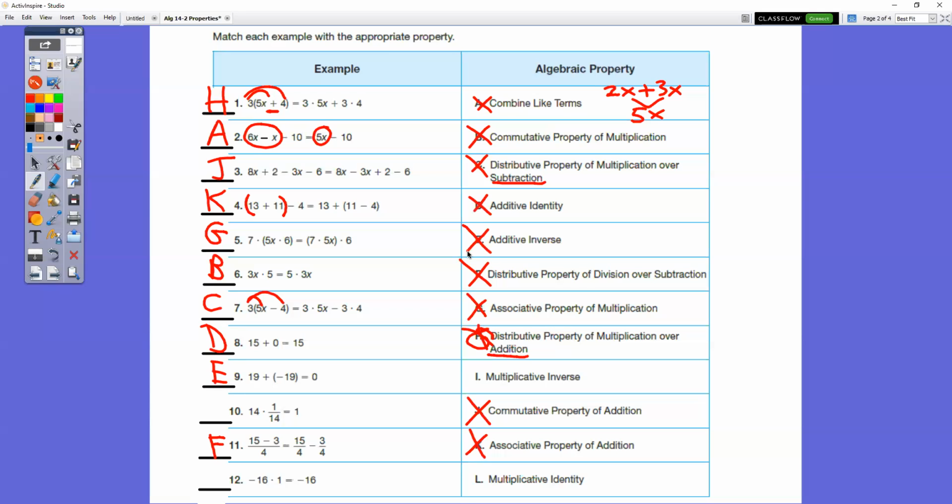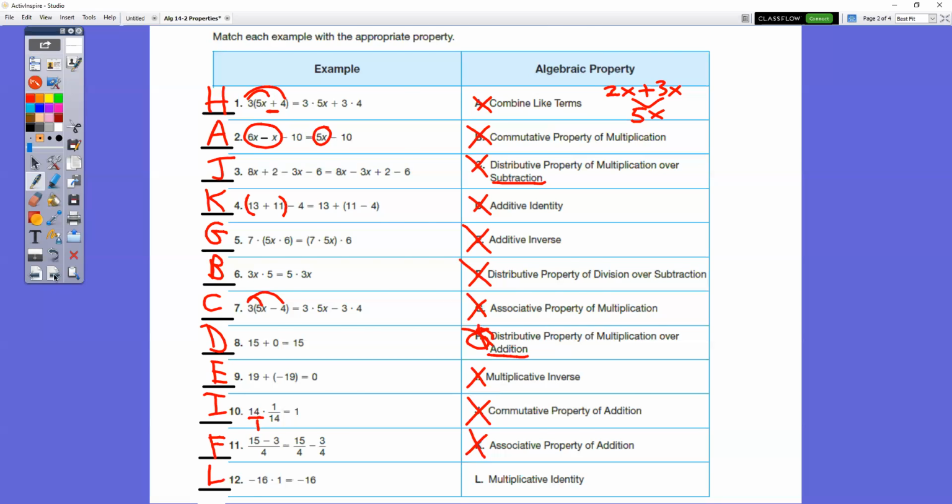This one, they don't show the 14 being over 1, but you know that anytime that there's a number all by itself, it is really over 1. So 14 over 1 times its opposite, we're flipping it. That is the multiplicative inverse, choice I. And then we're multiplying by 1, getting itself. And so that is choice L.